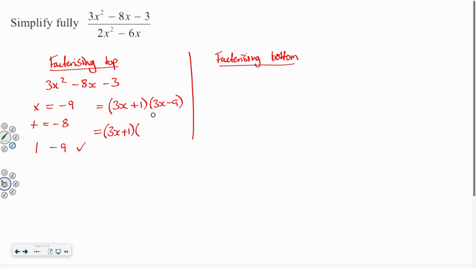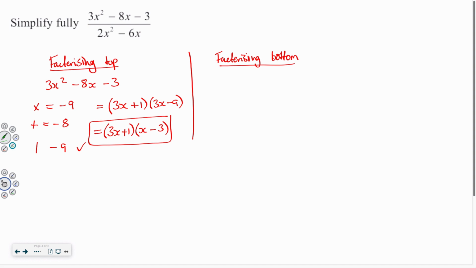But 3x minus 9, well, we've got 3x and minus 9 both go into 3. So we can say 3x divided by 3 is x, minus 9 divided by 3 is minus 3. And now that's our factorised form. So that's part of our answer.